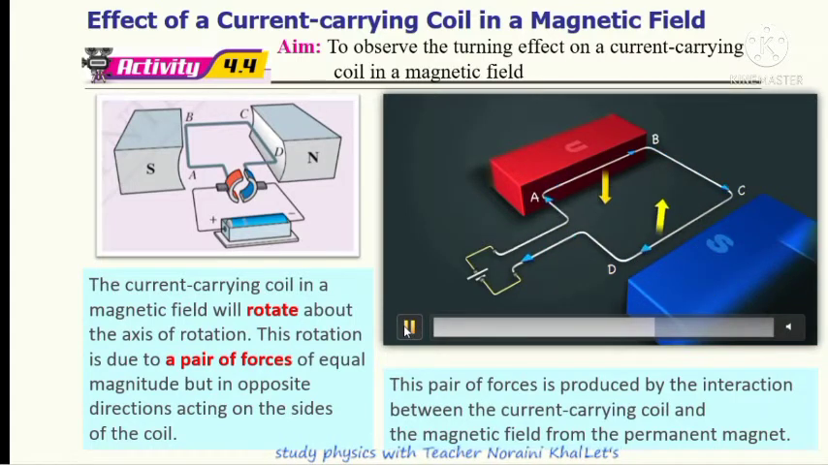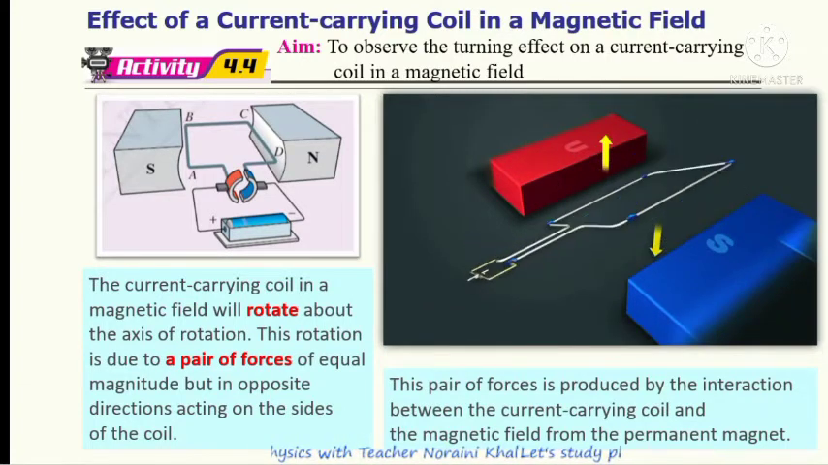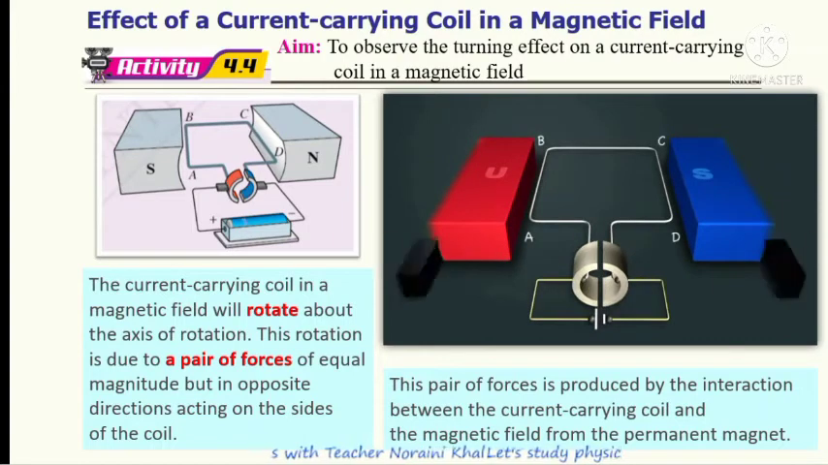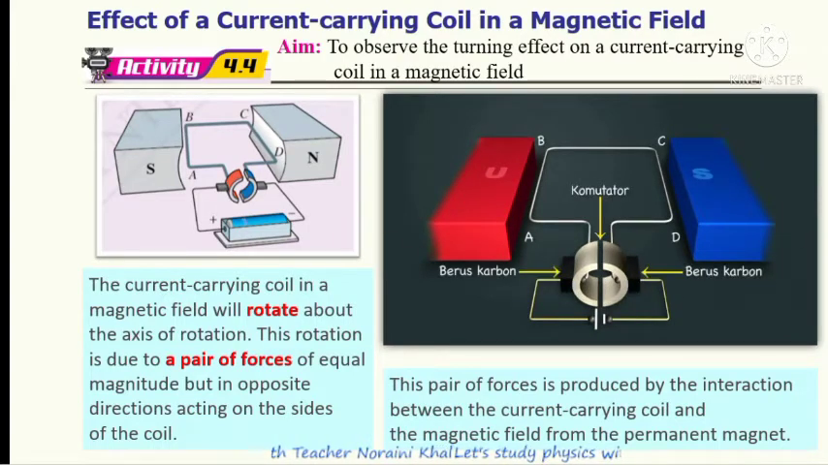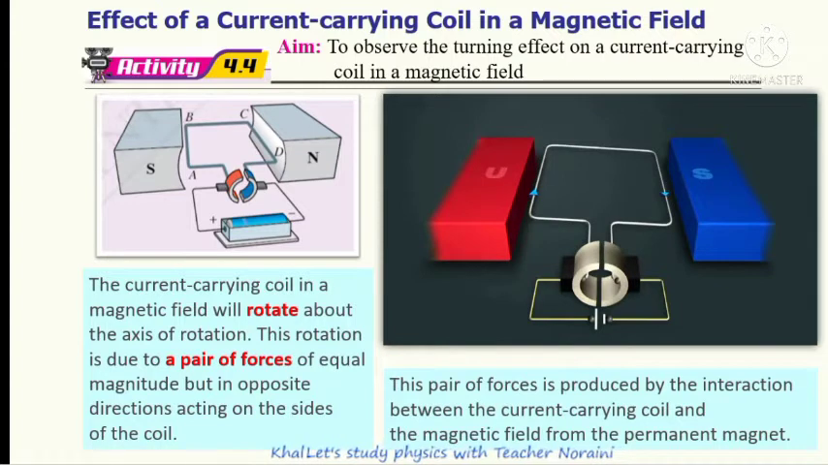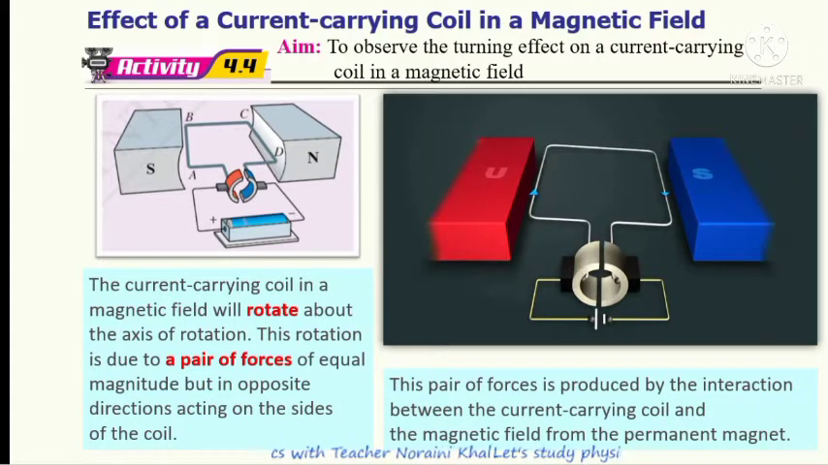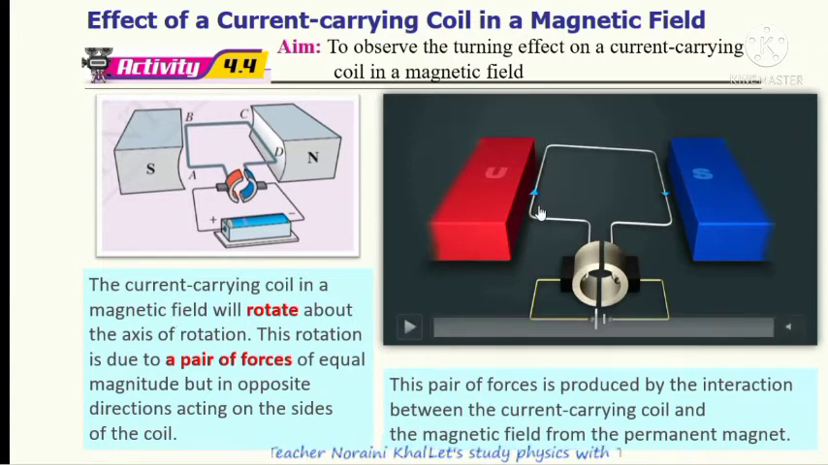So this will produce one pair of forces, same magnitude but opposite direction. So the pair of forces will cause the coil to rotate. We add extra components to this coil like split ring commutator and carbon brushes. So this will become the basic structure for electric motor or DC motor. How can we explain the production of rotational force for this coil?